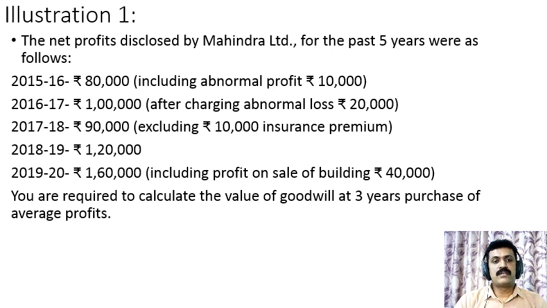In the year 2017-18, the profit is 90,000 excluding 10,000 rupees insurance premium. So it is a regular expenditure, therefore we have to deduct it. And in the year 2018-19, the profit is 1,20,000, there is no adjustment. In 2019-20, the profit is 1,60,000 including profit on sale of building rupees 40,000. So this is an abnormal profit, therefore we have to deduct it. You are required to calculate the value of goodwill at 3 years purchase of the average profits.